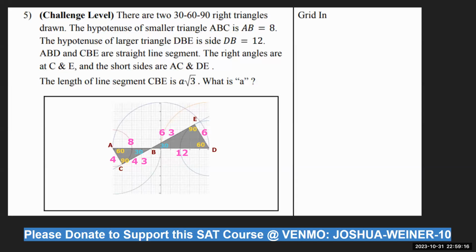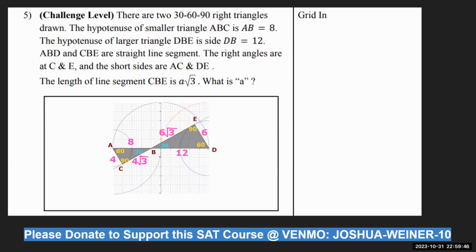And I have to draw in the square root symbols because, unfortunately, the software doesn't do that for us. 6 root 3 is BE. C to B is 4 root 3 because these are 30-60-90 constructions, reference triangles.